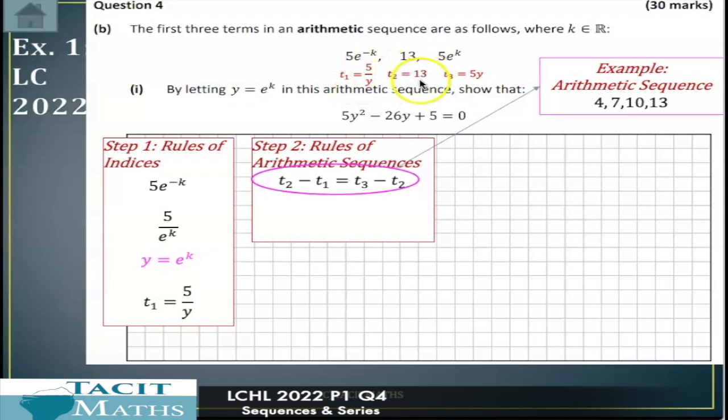Well, if we take the second term here, which is 13, and subtract the first term, it has to be equal to the third term minus the second term, which is where we get this equation here.